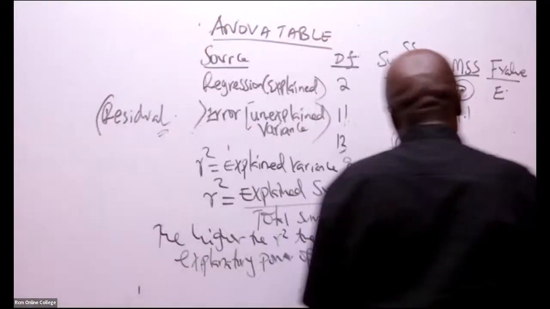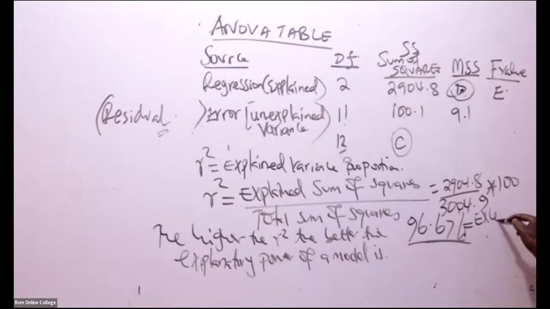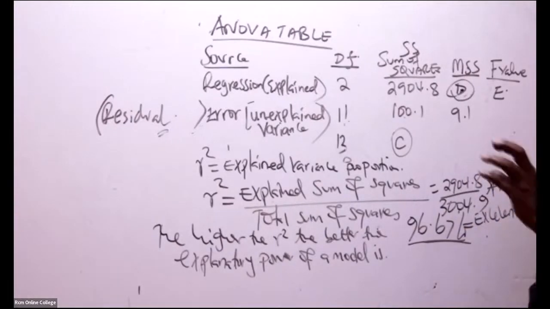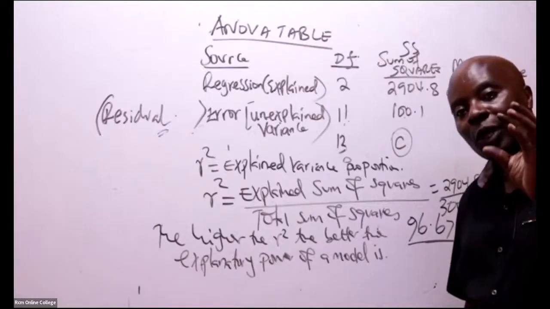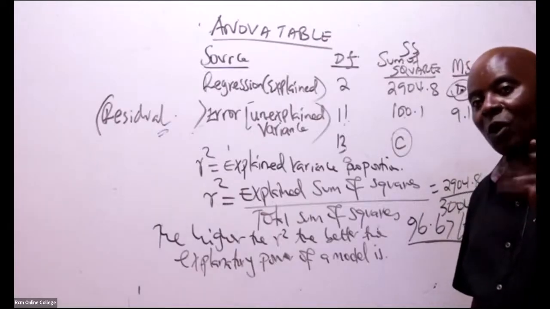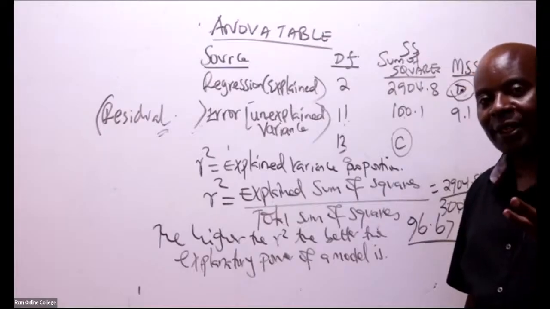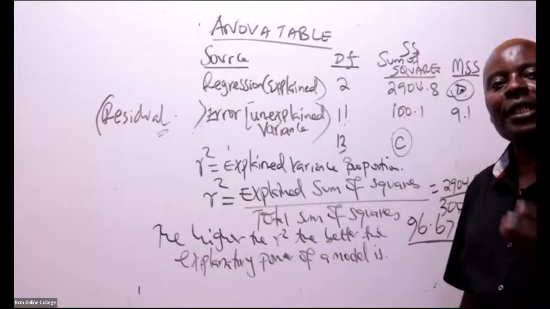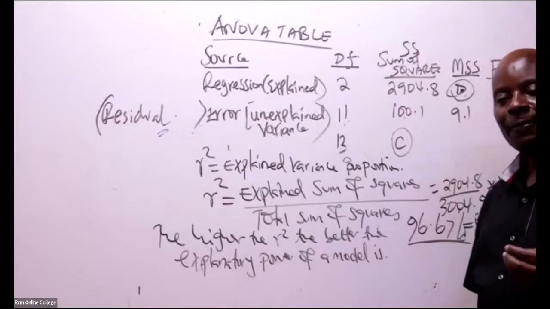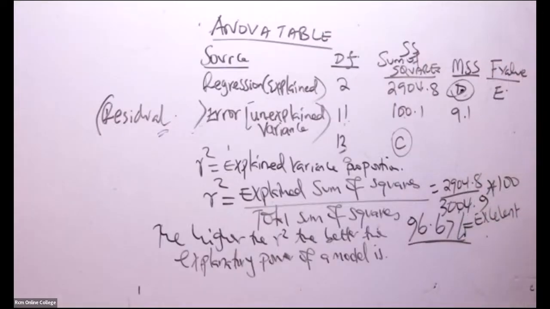This is excellent, because in terms of variations, our model is able to explain up to 97%. We can only not account for 3%. This is really good. This is exceptional. So the higher the R squared, the better the explanatory power of a model is.